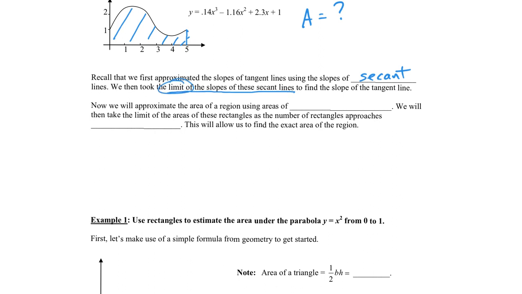So now what we're going to do is approximate the area of a region using the areas of rectangles. We will then take the limit, so here's a limit again, the limit of the areas of these rectangles as the number of rectangles approaches infinity. This will allow us to find the exact area of the region.